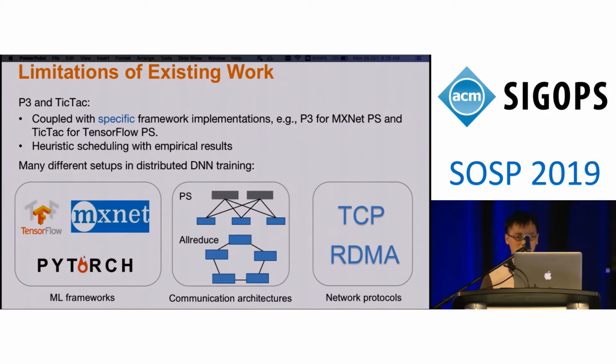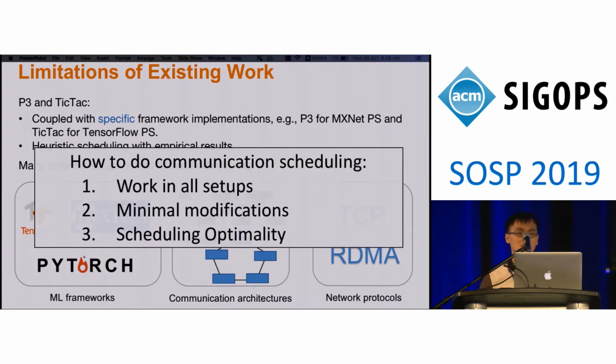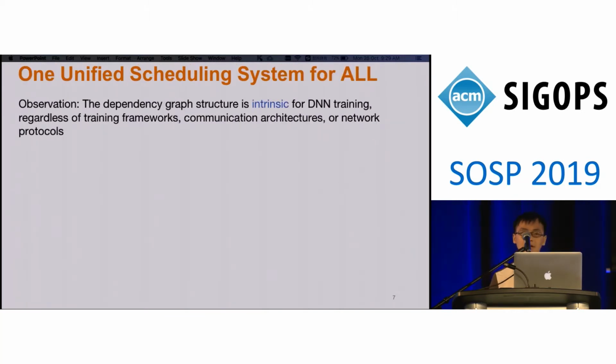To fulfill this vision, the key question is how to do communication scheduling in a generic way that can work in all different setups with minimal modifications to existing frameworks and achieving scheduling optimality. We observe that no matter which machine learning framework, communication architecture, or network protocol we use, the underlying dependency graph structure is intrinsic for DNN training. Based on this observation, we propose a generic tensor scheduling framework, Best Scheduler.